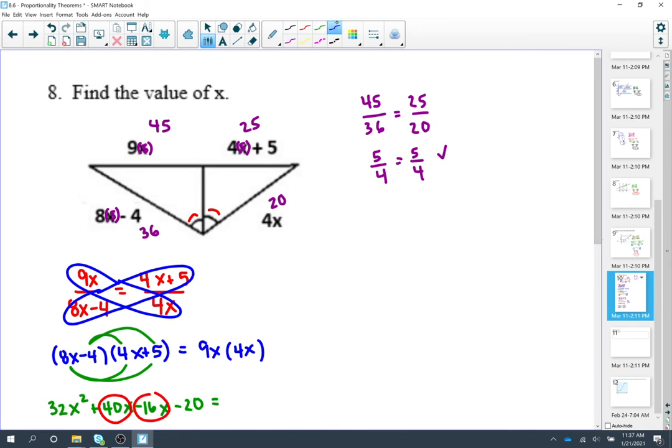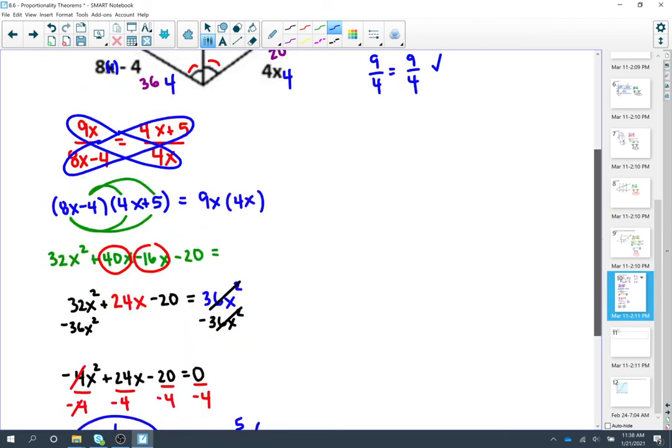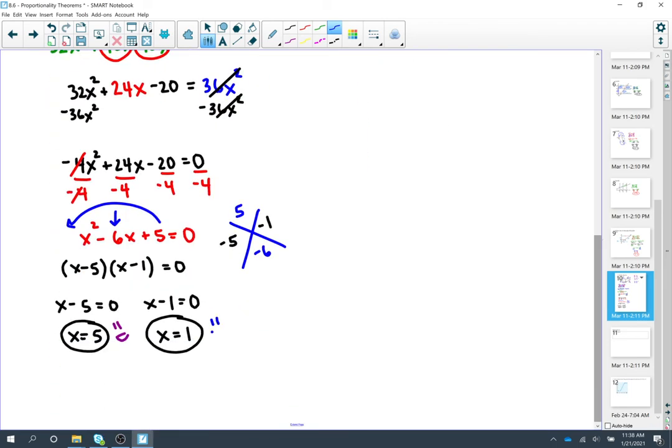So if I substitute in 1, 9 times 1 is 9. 8 times 1 is 8, minus 4 is 4. 4 times 1 plus 5 is 9, and 4 times 1 is 4. So that would give me a proportion of 9/4 equals 9/4, which is true. So that one checks out as well. So x could either be 5 or 1, which would make that work.